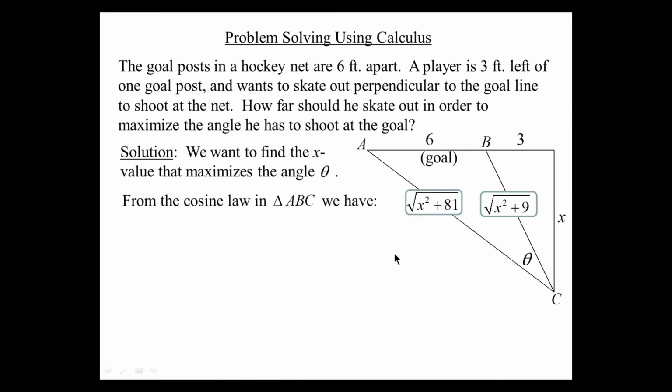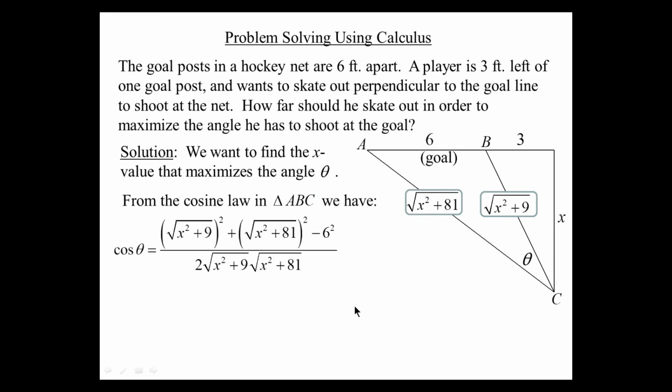And now, from the cosine law in triangle ABC, we have the following. Now, you can take that cosine law and solve it for cos theta. And we can say that cos theta is equal to this squared plus this squared minus 6 squared over 2 times this times this. Great. There's your cosine in terms of x.